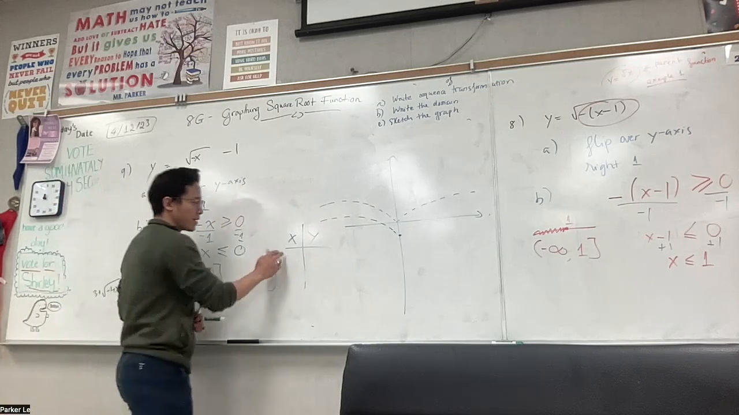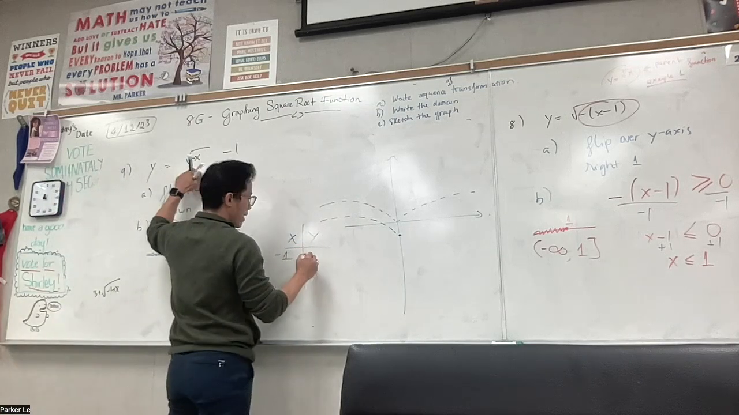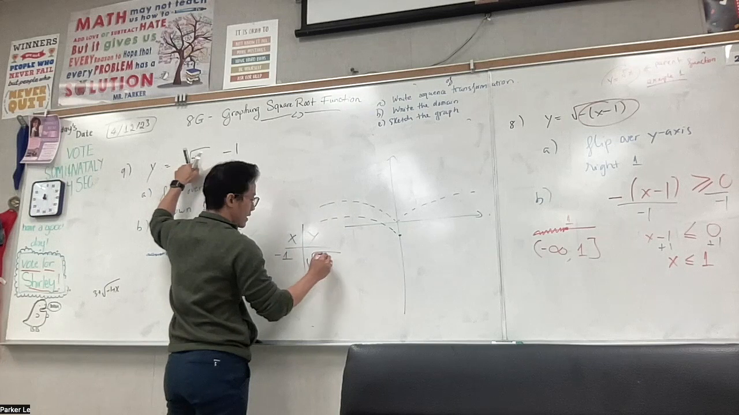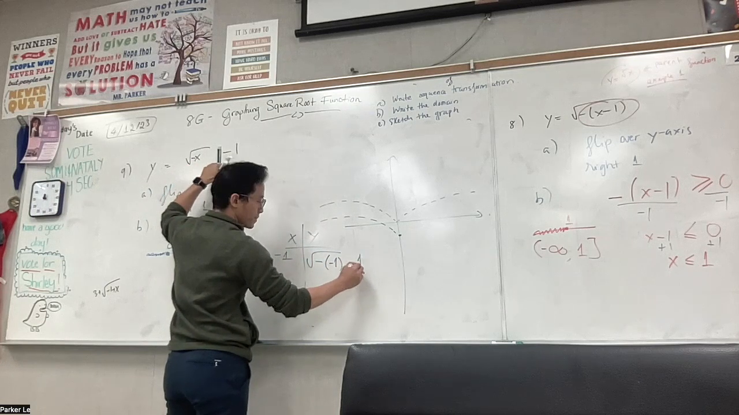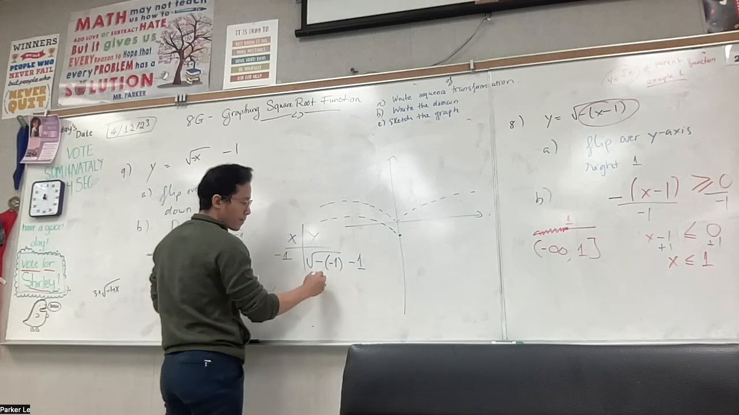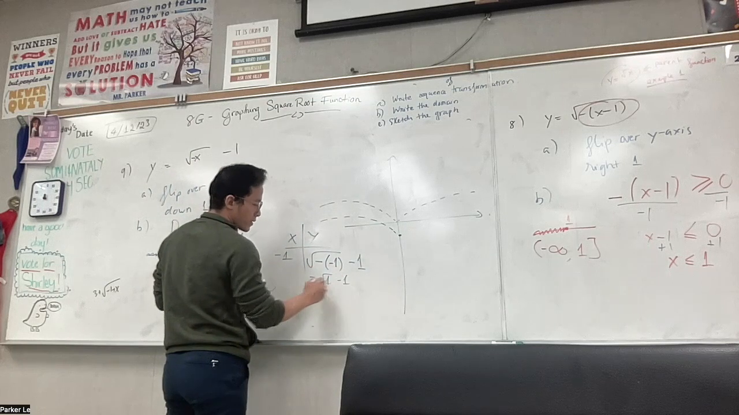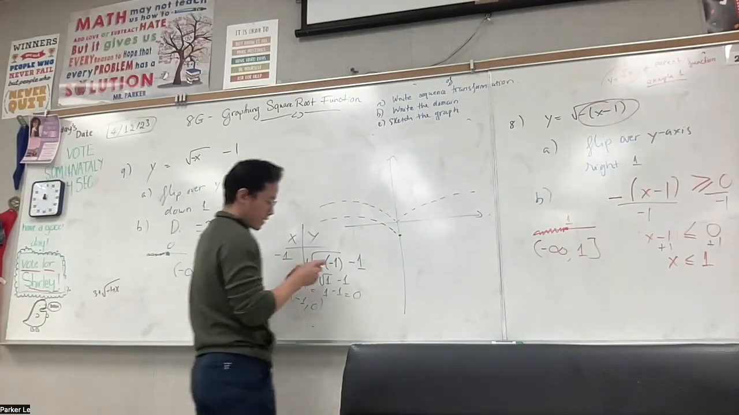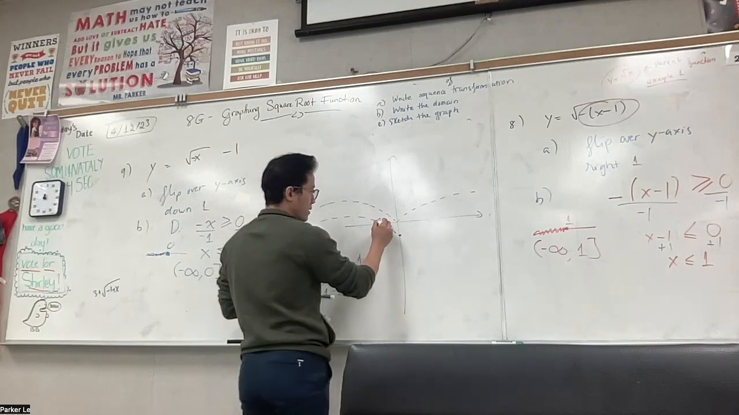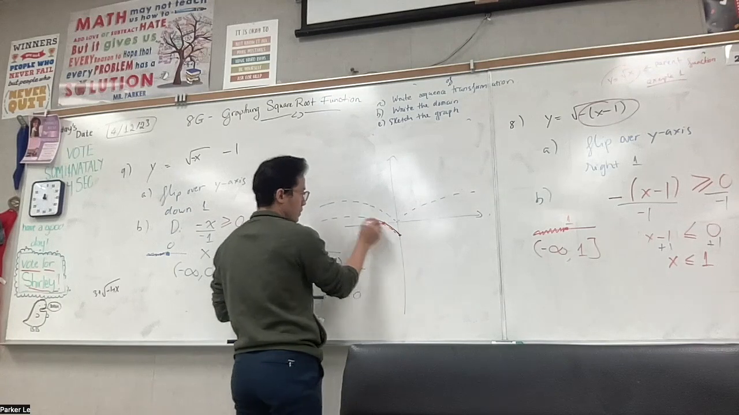-1. Very good, -1. Because why? You only have negative here. Now you plug in -1, it's gonna become positive. Negative becomes positive, so square root of 1 minus 1. Square root of 1 is 1, 1 minus 1 is 0. So the point is -1, 0, okay? -1, 0 right here. So this is the graph.